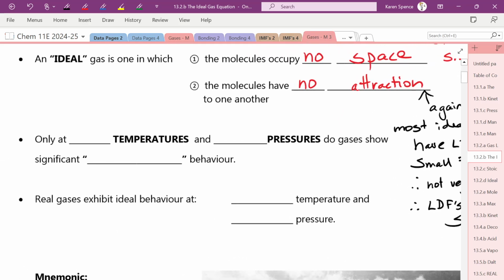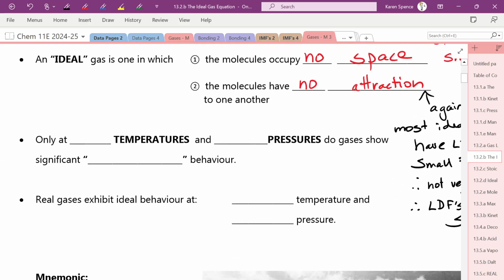Now, do you think gases would behave most ideally at high temperatures or at low temperatures? I want you to think about that. You've got molecules passing by one another. Are they going to behave the most ideally? In other words, which one will result in the smallest size or the least attraction, if they're moving quickly or if they're moving slowly?